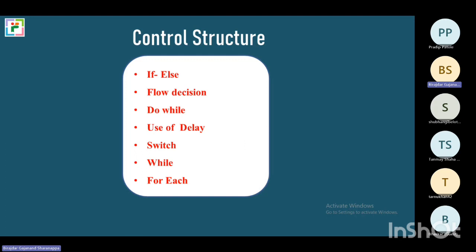Then in place of delay, we have a wait activity. By using wait activity, we can pause our bot execution for a respective time. For example, if you wanted to stop or pause your bot for 10 seconds, 20 seconds, 30 seconds, until your next action is going to execute, you can use that delay.